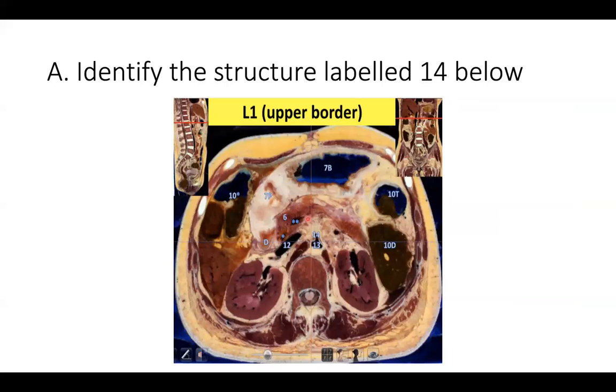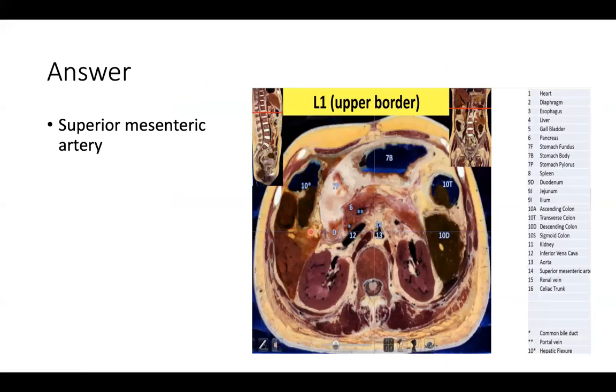All right, so we're halfway through station 5. Identify the structure labeled 14 below. So this right here, pause the video. All right, so this was the superior mesenteric artery.